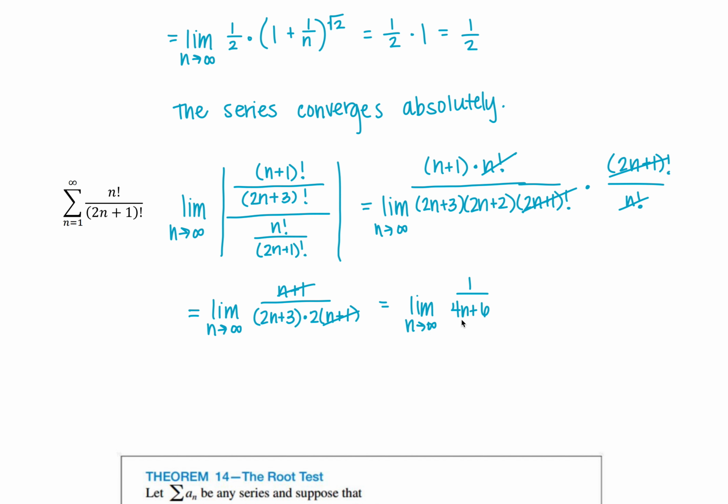Well, as n goes to infinity, this denominator also goes to infinity. So 1 over infinity, that's going to go to 0. So our rho value now is 0. That is certainly less than 1. So once again, the series converges absolutely.